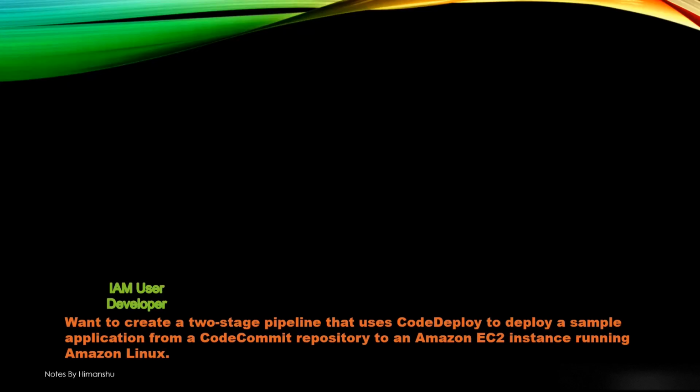Today in this video, we will see how we can create a two-stage pipeline that uses CodeDeploy to deploy a sample application from a CodeCommit repository to an EC2 instance. So basically in this project, we want to use the CodeCommit repository from AWS, and then we want to use the AWS CodeDeploy service.